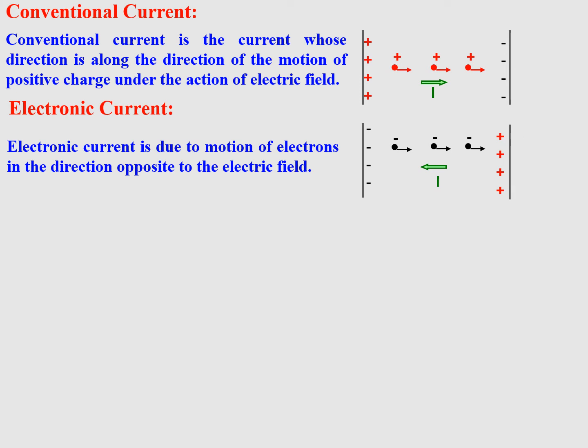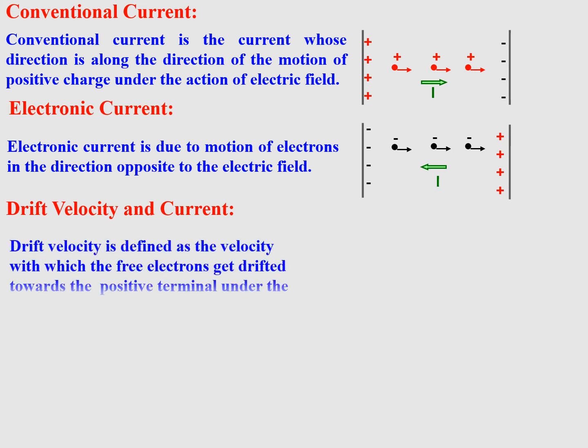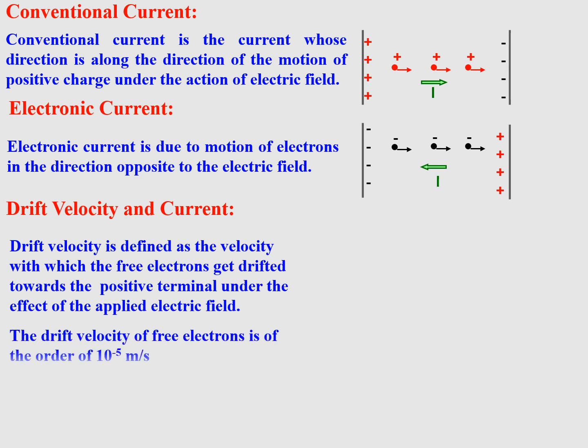Drift velocity in a conductor. According to the definition, drift velocity is defined as the velocity with which the free electrons get drifted towards the positive terminal under the effect of the applied electric field.